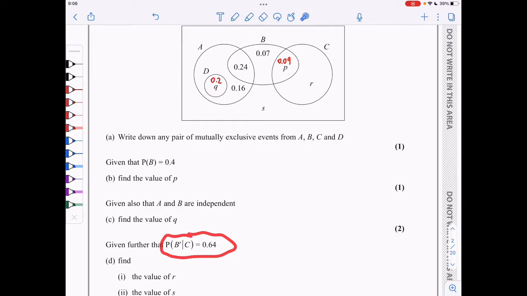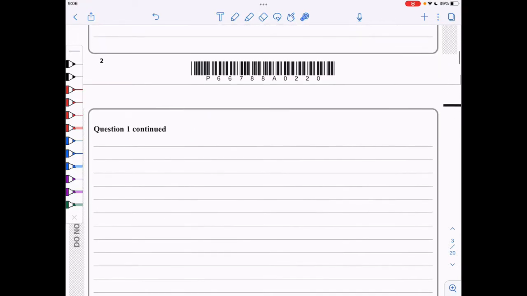Given further that the probability of B dash given C is 0.64, find R and S. Well, probability of B dash given C means that we are surely in C. So we are certainly here or here. The probability I'm outside of B, the B dash, that's what it means. I'm outside of B. So the probability I'm here is 0.64. So I would say that R over R plus P is 0.64.